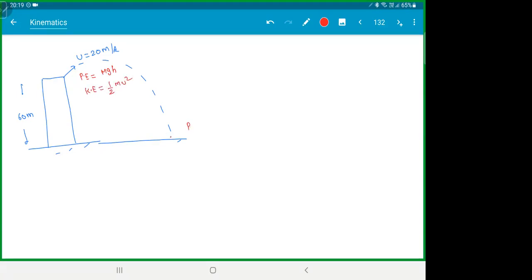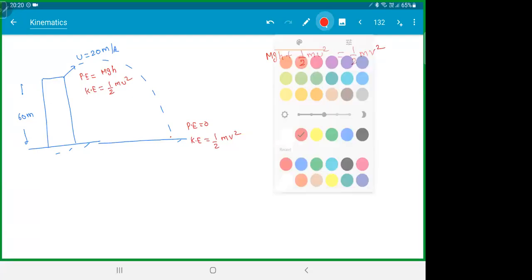On the ground level, potential energy is 0. Kinetic energy is half mv square. Energy is independent of angle. Yeah, you can use energy and finish off faster. So this will be mgh. If you want to do kinematics, you can, then you have to find Vy separately, Vx separately, and you have to square them and add them. It will be lengthy.